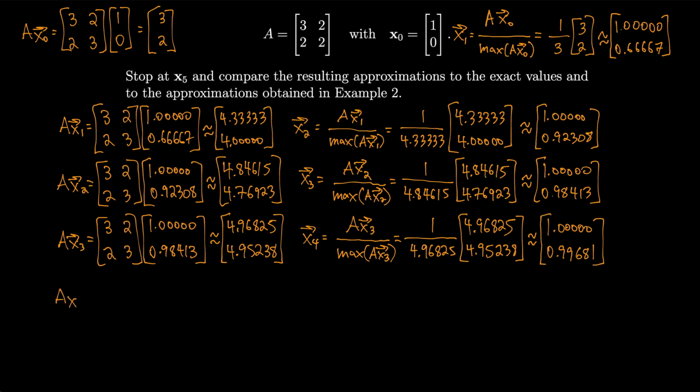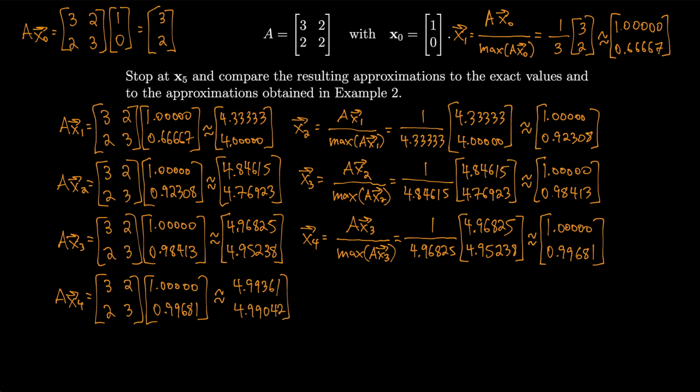Okay, AX4 now. So 3, 2, 2, 3 times 1.00000, 0.99681, so that we get 4.99361, 4.99042.